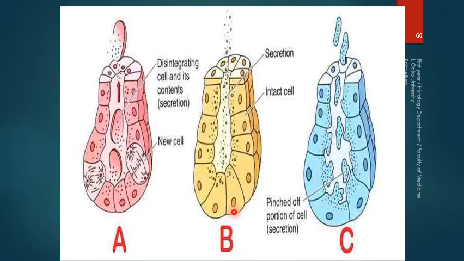As you can see here, dear students, this is a diagram showing the different modes of secretion. Here, all the cell ruptures, so this is the holocrine. Here, no change occurs. The cell releases the content by exocytosis, so it is merocrine. Number C, the apex is dislodged with the secretion. This is apocrine. So this is number A, holocrine, B, merocrine, C, apocrine.